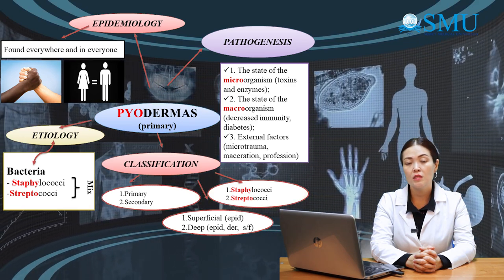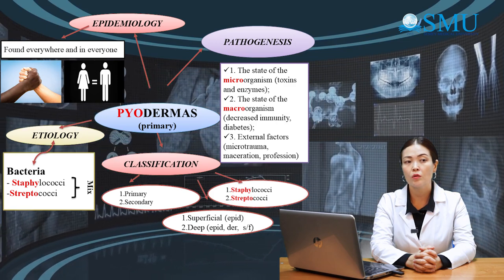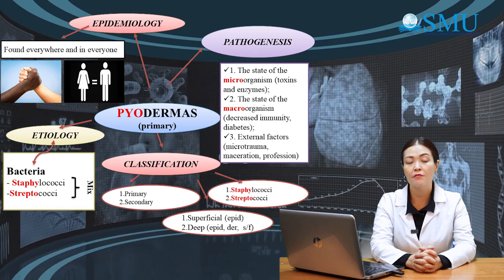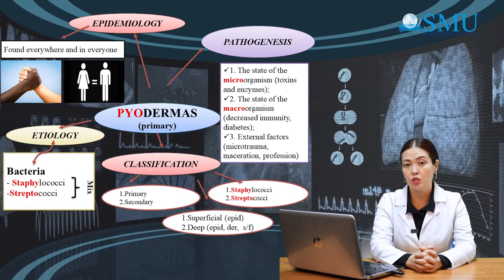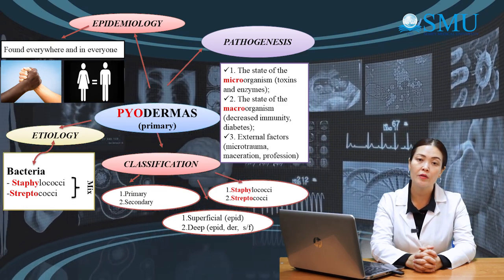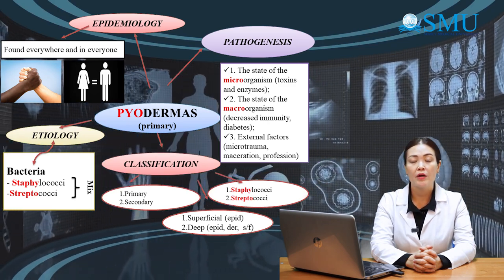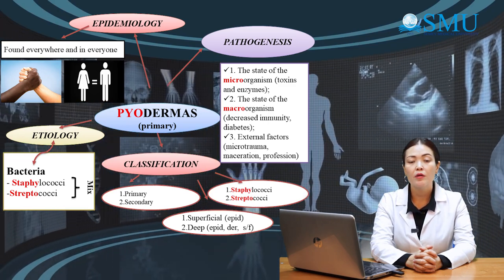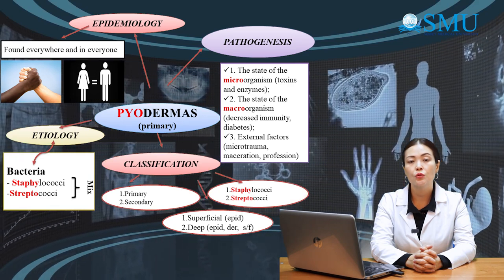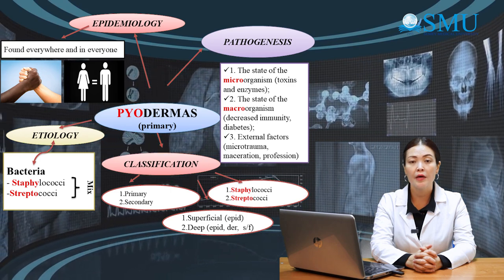All of this group of diseases has three main classifications. So the first classification, we divide into primary bacterial infection and secondary bacterial infection. What does primary bacterial infection mean? Primary bacterial infection is a situation when these diseases will be a lone disease.